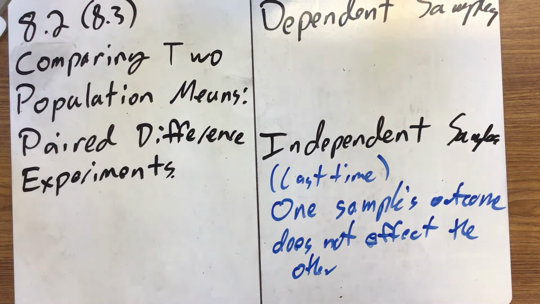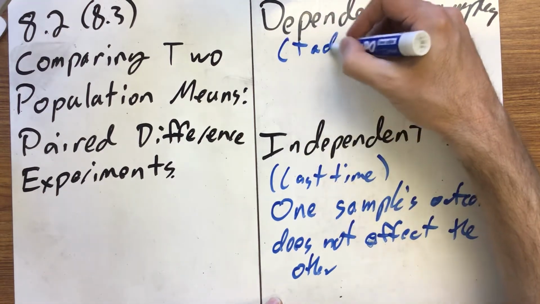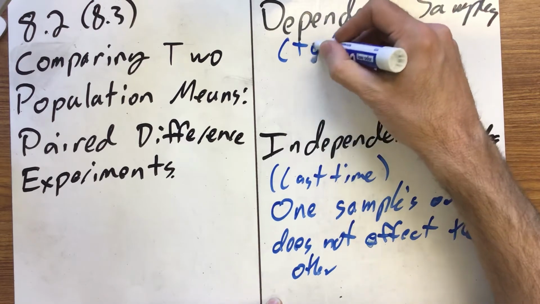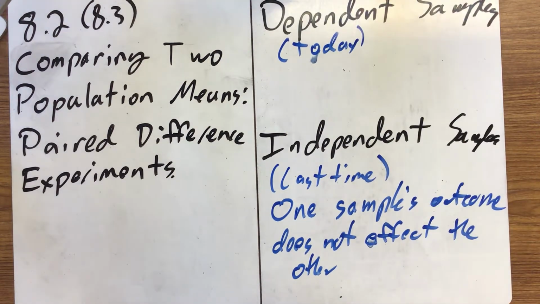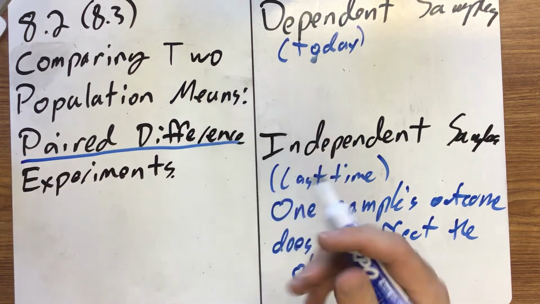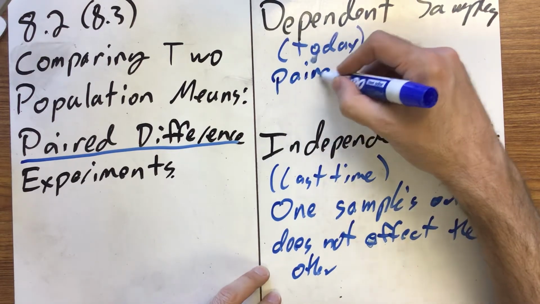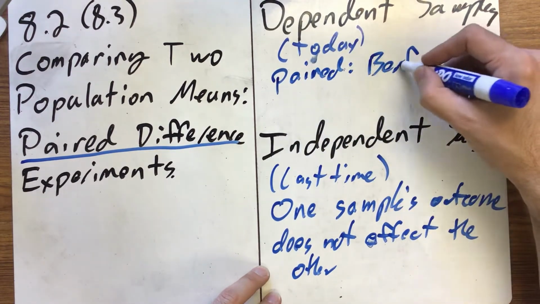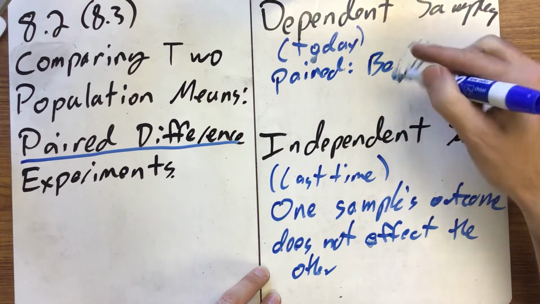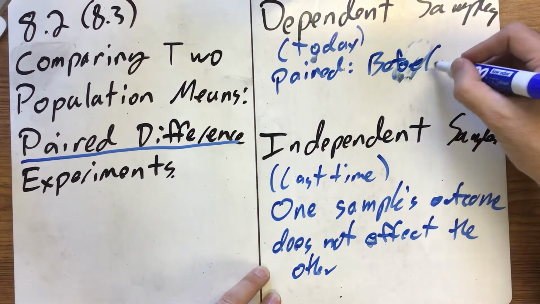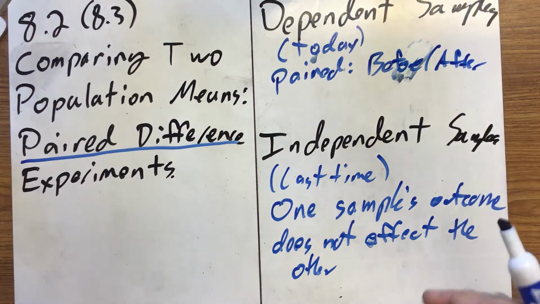Dependent samples are what we're going to talk about today. So dependent samples are today's discussion. And what we mean by a dependent sample is a situation where one sample's outcome does affect the other one. The big example that we're going to talk about is paired differences experiments. A sample is paired if we have some sort of before and after, or some way of comparing two groups.